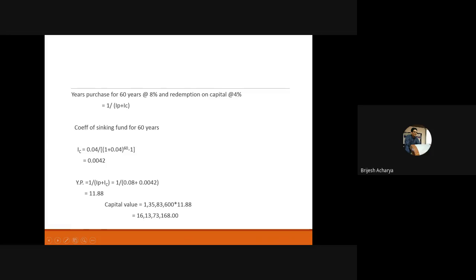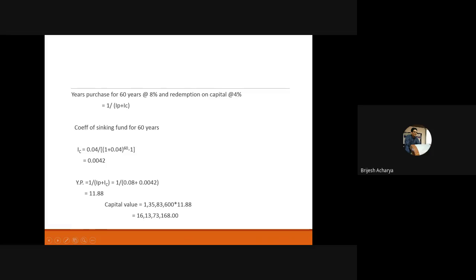So when we take dual rate years purchase, 1 upon (i_p + i_c), and knowing the sinking fund coefficient, and i_p as 8% interest, the YP comes out to be 11.88. YP means years purchase. Therefore, the capitalized value of the property is 1,35,83,600 into 11.88, which comes out to be 16,13,73,168. This is the present value of the cinema house, which is in Surat's prime area, considering the above data. So this gives you the example.